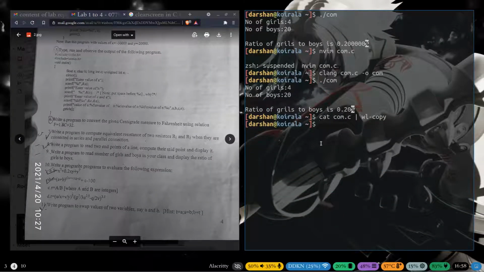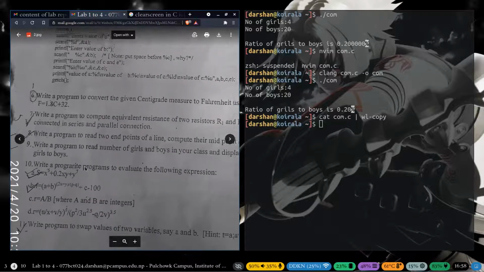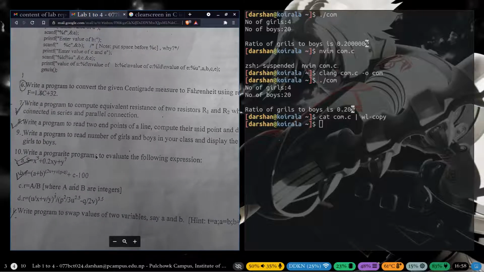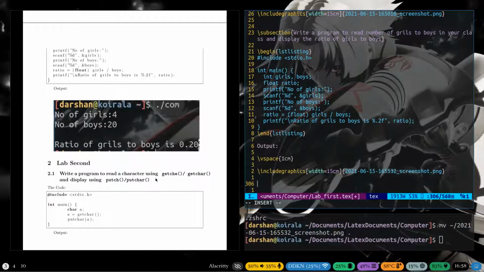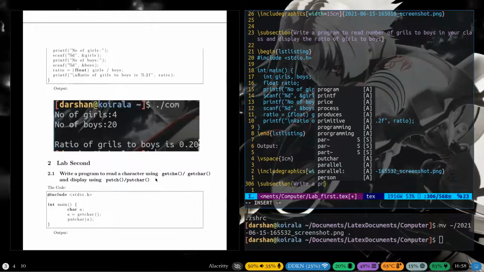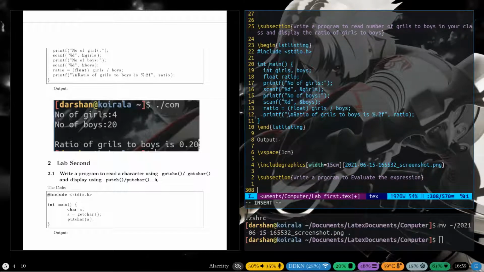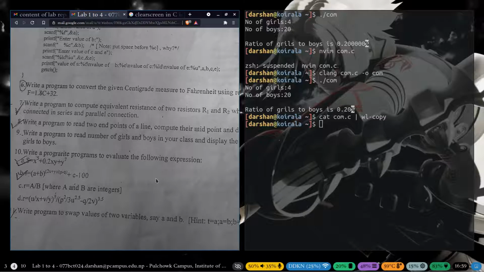Write the program. What the heck is that? Write a program. What the heck? Write a program to evaluate the expressions. Right. Write a program to evaluate the expressions. So yeah, I include what the heck. Subsection. Write a program to evaluate the expression. Right.